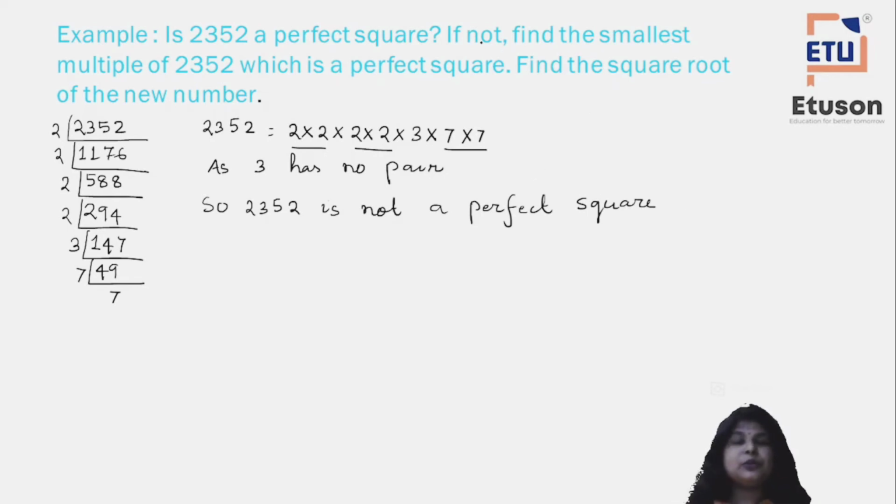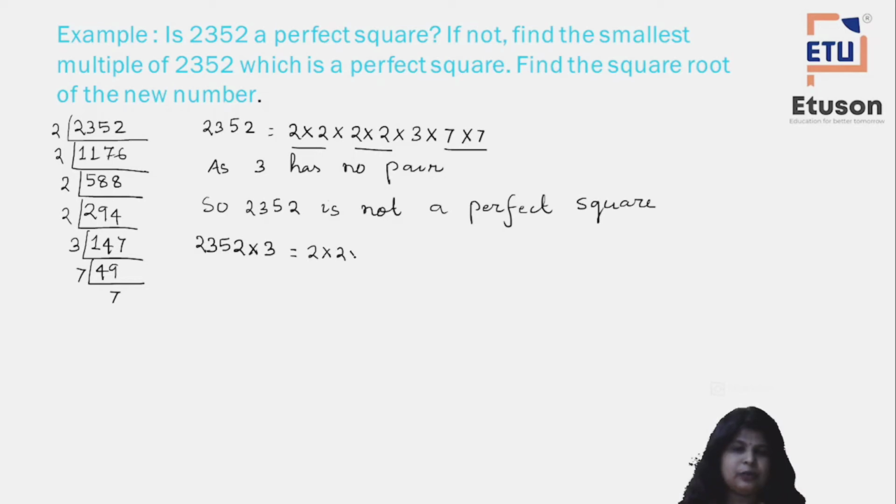Correct? So if not, find the smallest multiple of 2352 which is a perfect square. Now here, if we can multiply by 3, then you will get a pair for 3. Correct or no? You can pair 3 there. So in this case, can I write like this? Now I can write 2352 into 3. If I am multiplying on the right hand side, I have to multiply on the left hand side also. Correct or not?